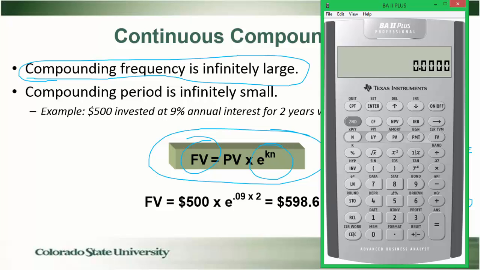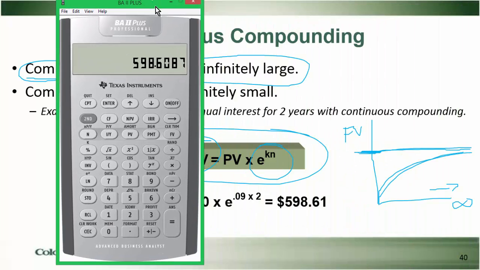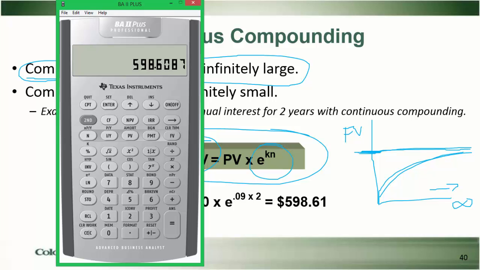What I have to do here is get k times n, which is 0.09, the 9%, times 2, my number of years, that's 0.18. Now I need to raise e to that power. On this calculator, you can see e to the x right above the ln here. So with 0.18 on the screen, I hit second e to the x. That's e raised to the 1.1972, and it goes out beyond that. I'm just showing 4 decimal places. And the last thing that I need to do is multiply by my present value, 500. And you can see, lo and behold, there's my 598.61, which is what's displayed here.